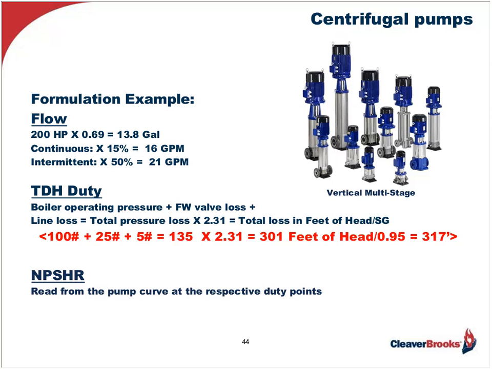The formula is now calculated, 100 pounds plus 25 plus 5. So 100 pounds is the boiler operating pressure. 25 is my loss across the valve, 5 pounds for line losses, which also includes a pound or two to overcome the pressure in the boiler, equals 135 pounds times 2.31 is 301 feet, and then I divide that by my specific gravity of water at that temperature, and I mentioned 227 degrees. I've got a total dynamic head of 317 feet. Then I would look on that same pump curve to determine at those duty points what is the NPSHR required.